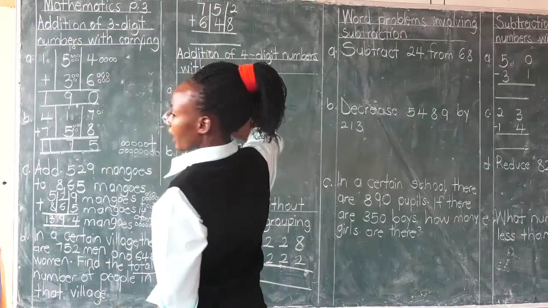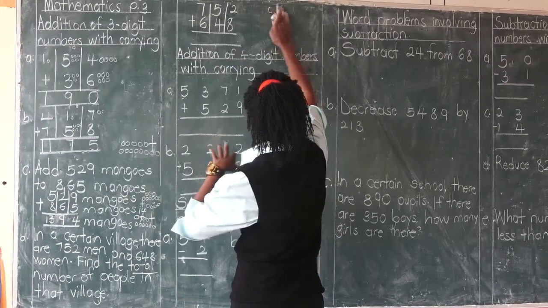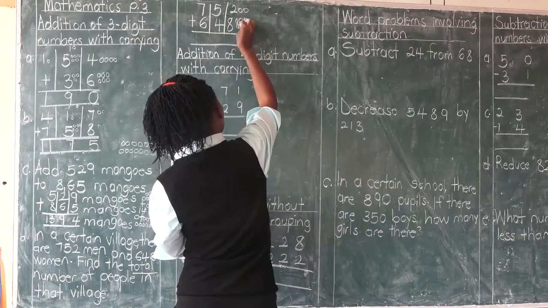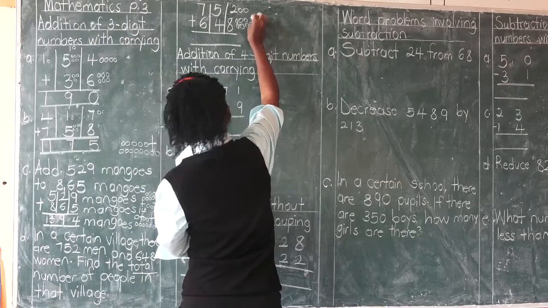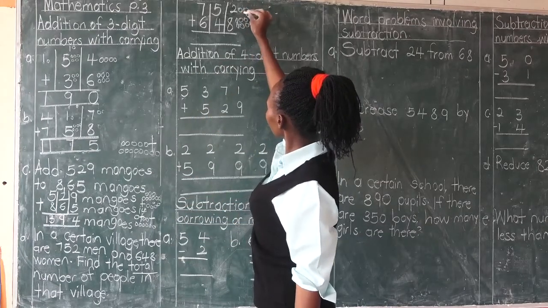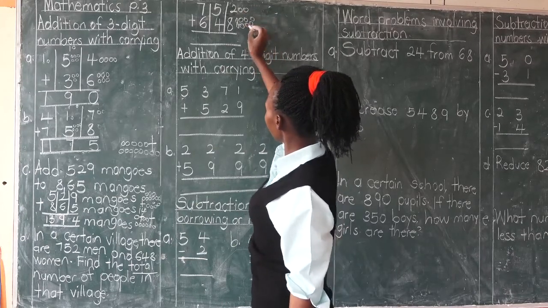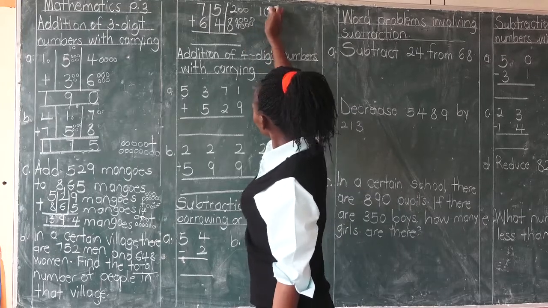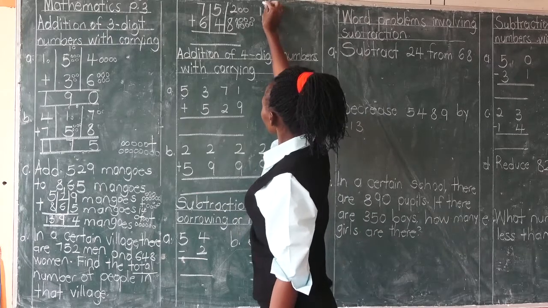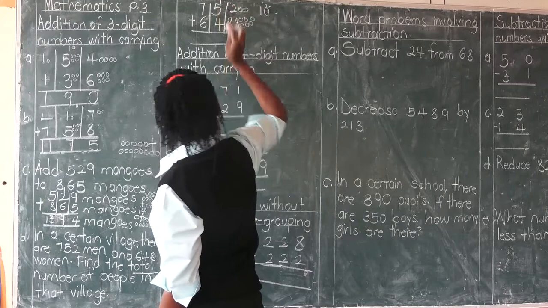Okay? Under ones we have 2 plus 8. Now let's put them together. We've got 10. But when I look at 10, we are going to take only this one, which is under 1s, we shall write 0. We carry 1 to the next place value.